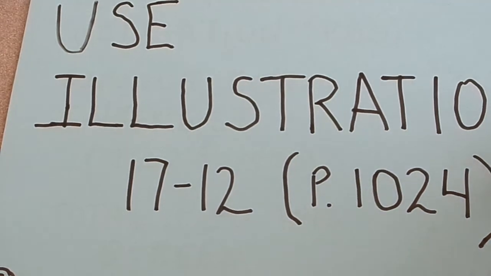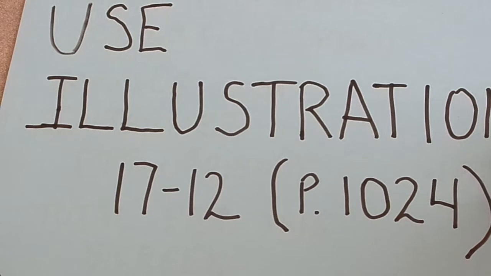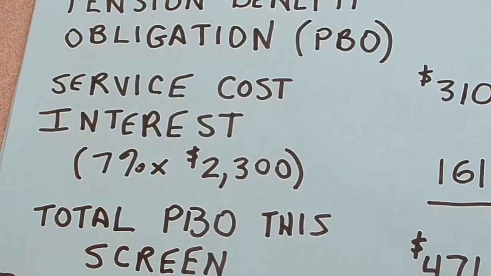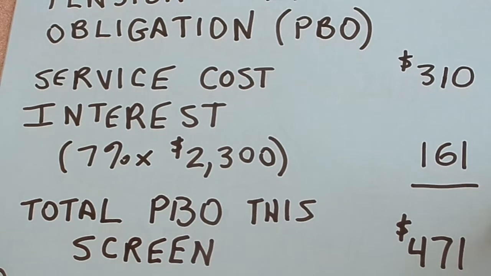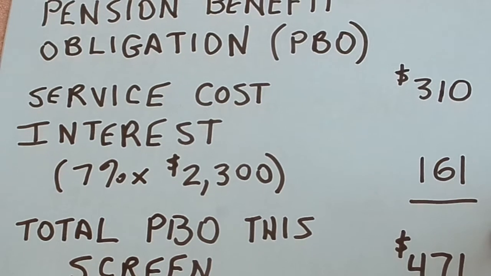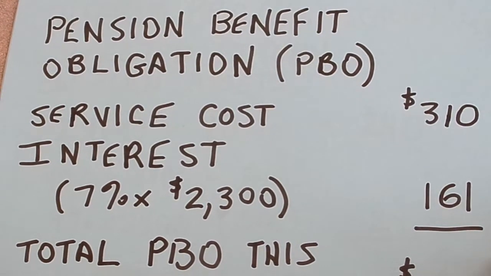Well, key to doing well in this problem is using illustration 17-12 on page 1024. Here we have global companies' pension expense and how it's determined. Using that as a guide, I've created something like this. And there's some wording you don't see. Let me go ahead and pull the slide up and down so you can see it.